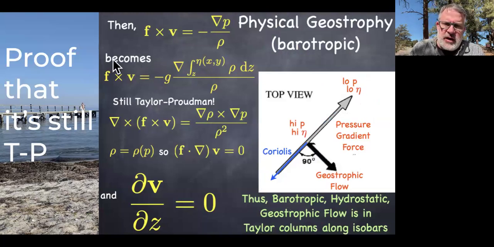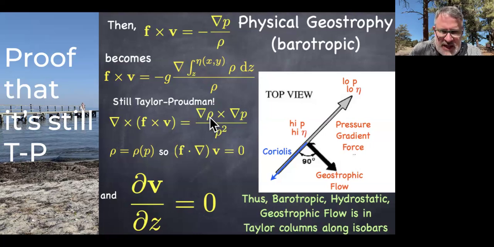Okay, so here's our geostrophic condition with the barotropic density. We take the curl of that, like we did in the Taylor-Proudman proof, and we get the curl of f cross v. That's just a complicated thing on this side. If we take the curl of this side, we get two terms. We get a term that's the gradient of the density crossed into the gradient of the pressure. Look at that thing.